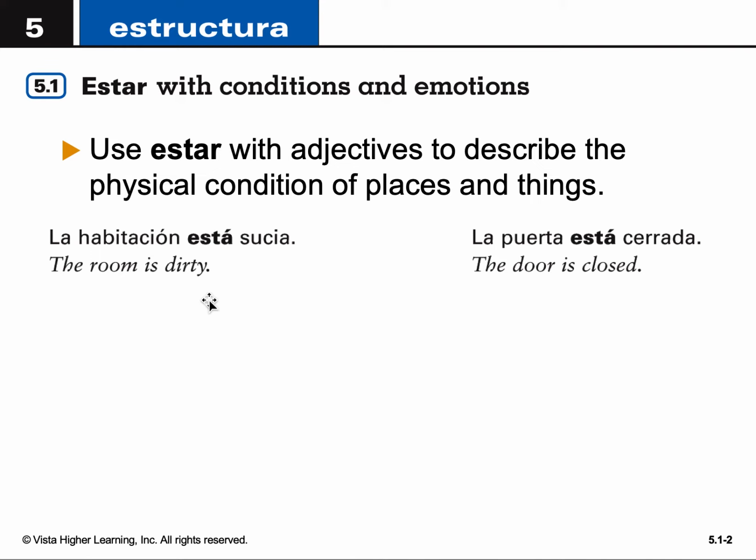Okay, the room is dirty. This is really a temporary condition because we're talking about what the room is like right now. The door is closed. Sometimes it's open, sometimes it's all the way open, sometimes it's a little bit open, sometimes it's closed. Right now it's closed. So these are temporary situations. Also, just always pointing out, notice that because the subject is feminine, your adjective is going to be feminine as well. And same as the case over here.